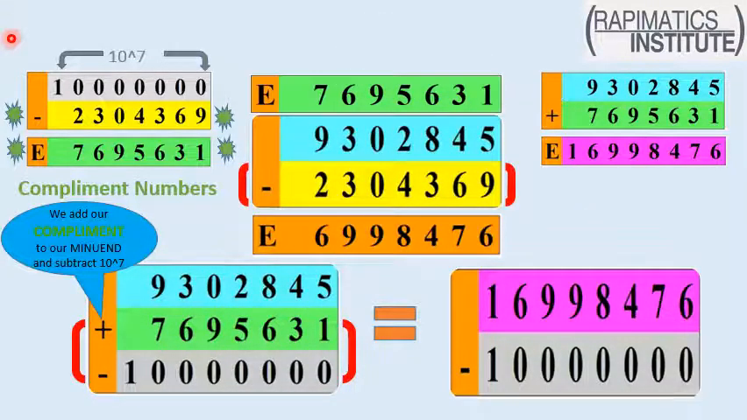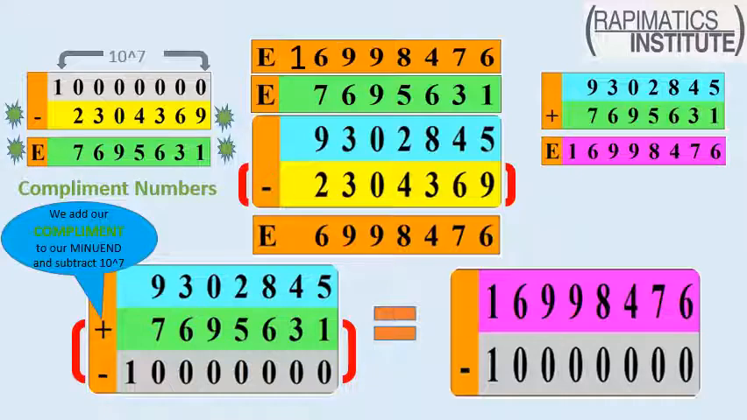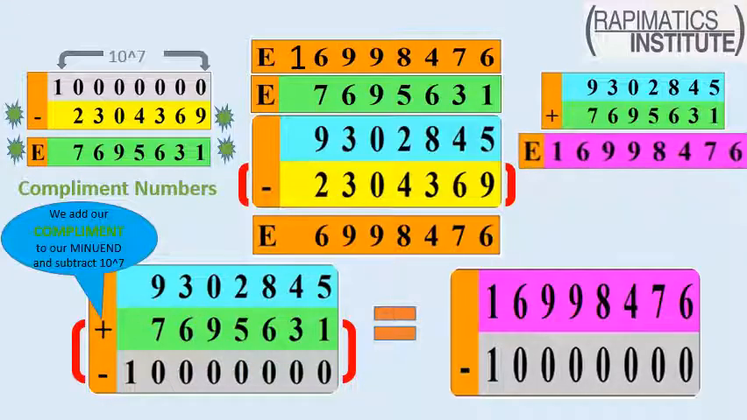So to solve this quickly, we'll take our minuend, we'll add the complement, which we found over here on our left side. That'll give us our answer here, which was the one in the pink. To make sure we still subtract our power of 10, get the final answer.